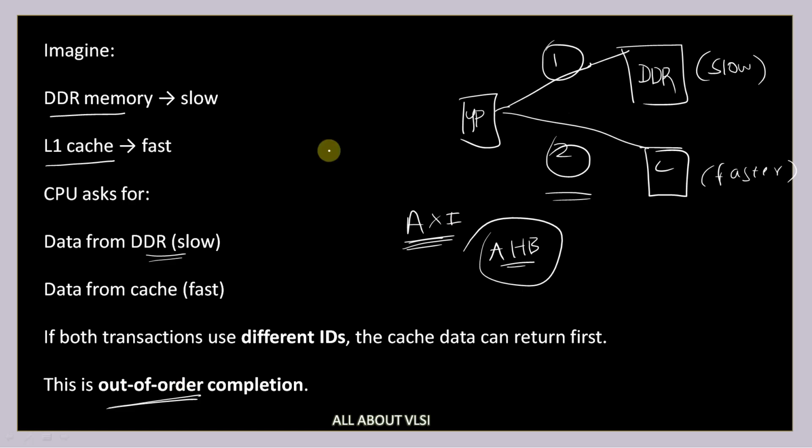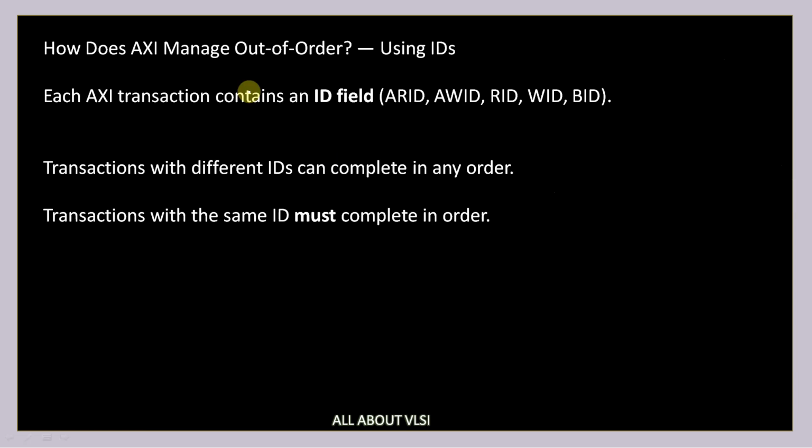Now for achieving this out of order completion, we are going to use something known as ID. Using this ID, we are going to perform out of order transactions. What do you mean by this ID? We have different IDs for different channels. For the read address channel, we have ARID, and for the write address channel, we have AWID. For the read data channel we have read ID, and for the write data channel we have write ID, and for the response channel we have BID.